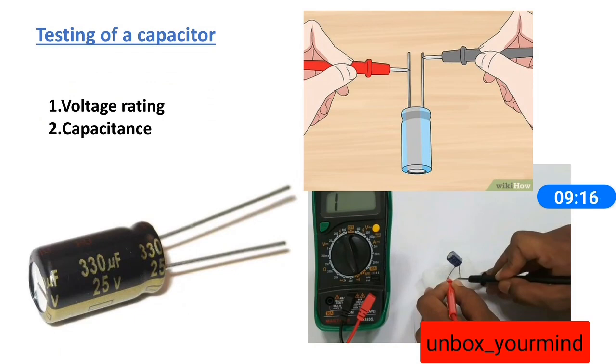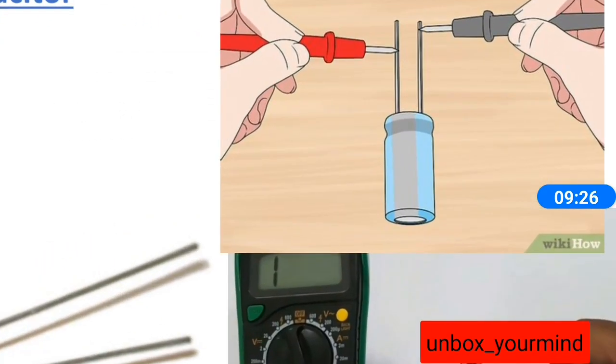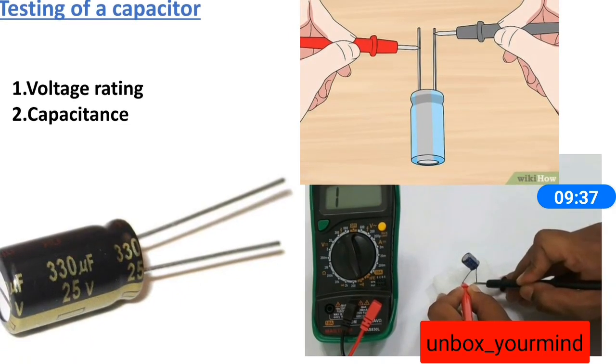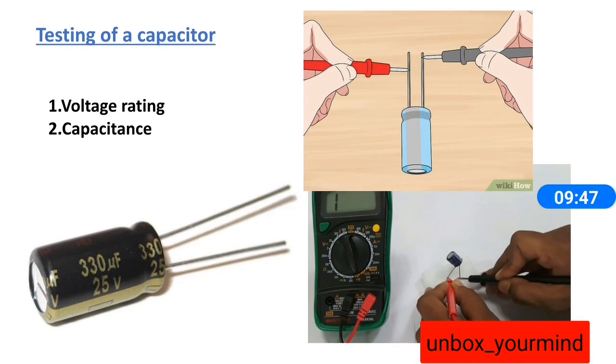For testing a capacitor, we need to check the voltage rating. So we need to turn the multimeter into the voltmeter, and we have to touch the two leads with the positive and negative terminals. If it is polarized, then the positive lead should be connected to the positive end, that is the longer lead. If it is unpolarized, then it doesn't matter. So in the voltmeter you will be getting 25 volts. If it is approximately equal, then your capacitor is working, and with the capacitance mode you can also approximately test the capacitance.